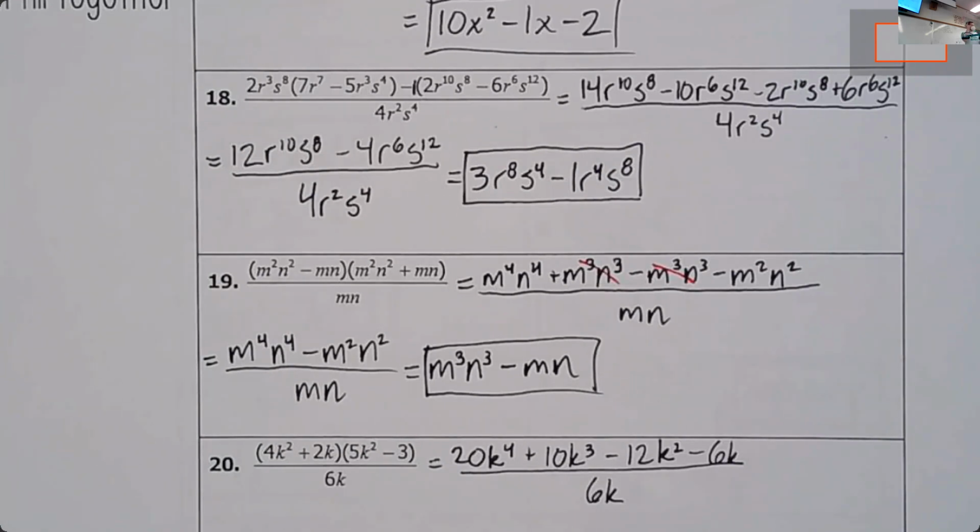You're welcome to shuffle those around later on in the problem, but if you recognize that this term is going to have a higher exponent than that one, you can always just write that one first. So if you've got 20k to the fourth minus 12k squared plus 10k to the third minus 6k on your numerator, that's fine. Just make sure that you end up reordering it in order to have standard form. So this is what we get after our first step here.